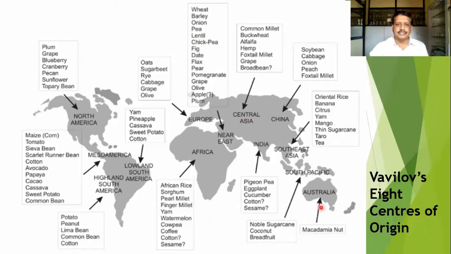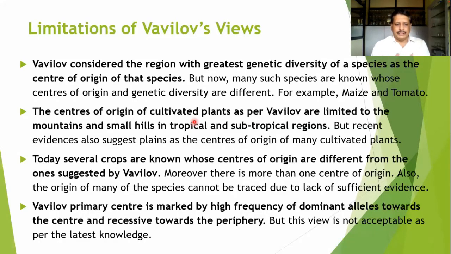So these are the basic centers of origin from where we can get the list of plants and where they have been originated. This is all about the centers of origin all over the world in one slide. Though it is a quite promising distribution of the locations from which various cultivated plants have originated, the theory of Vavilov has some limitations.